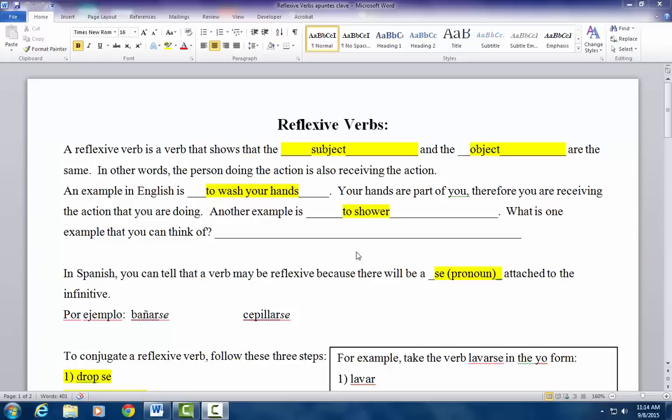as you would like. Okay, so reflexive verbs are verbs that show that the subject and the object are the same. So what we're saying here is that a person that does the action is the same person that receives the action. Subjects do the actions, objects receive actions. So for example, in English, to wash your hands. Your hands are a part of you, therefore you are receiving the exact same action that you are doing. Another example is to shower. Take a minute, pause, think of any other reflexive actions.